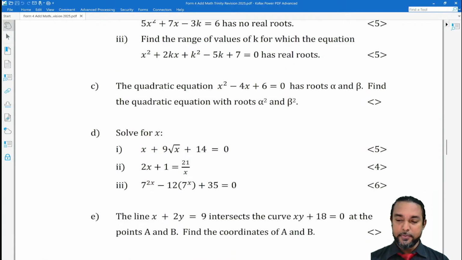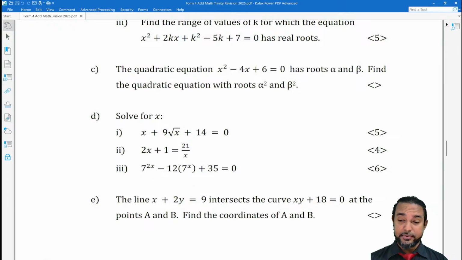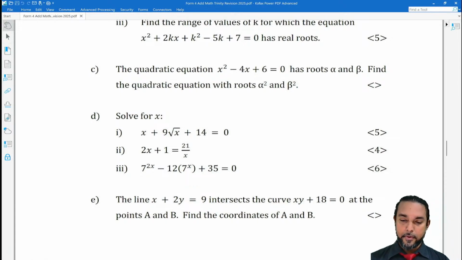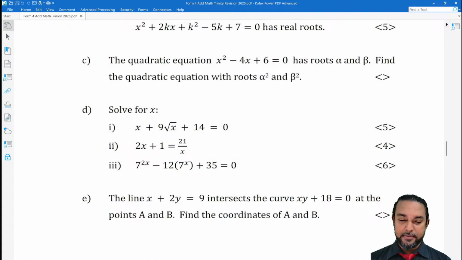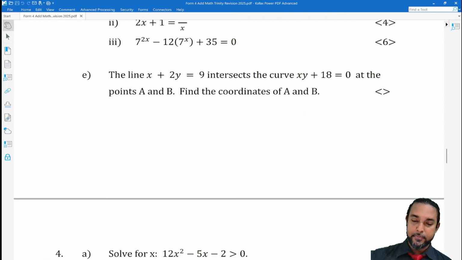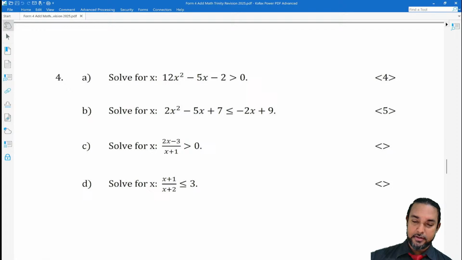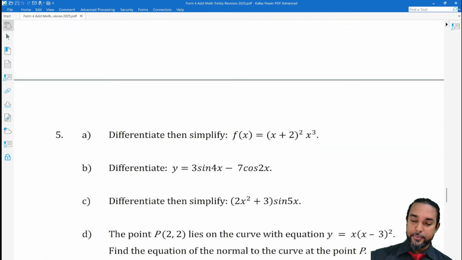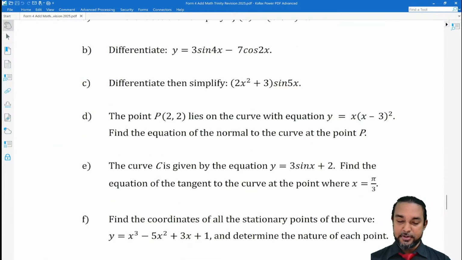There's one alpha beta question. Find the quadratic equation with roots alpha squared and beta squared. That's interesting. All right, so the hidden quadratics is item D here. What we could do is use this page as the examples, and I could always pull from the text if you guys want to do more. We have some inequalities here: two quadratic inequalities and two rational inequalities. And then we have calculus, differentiation, and the next bit is integration.